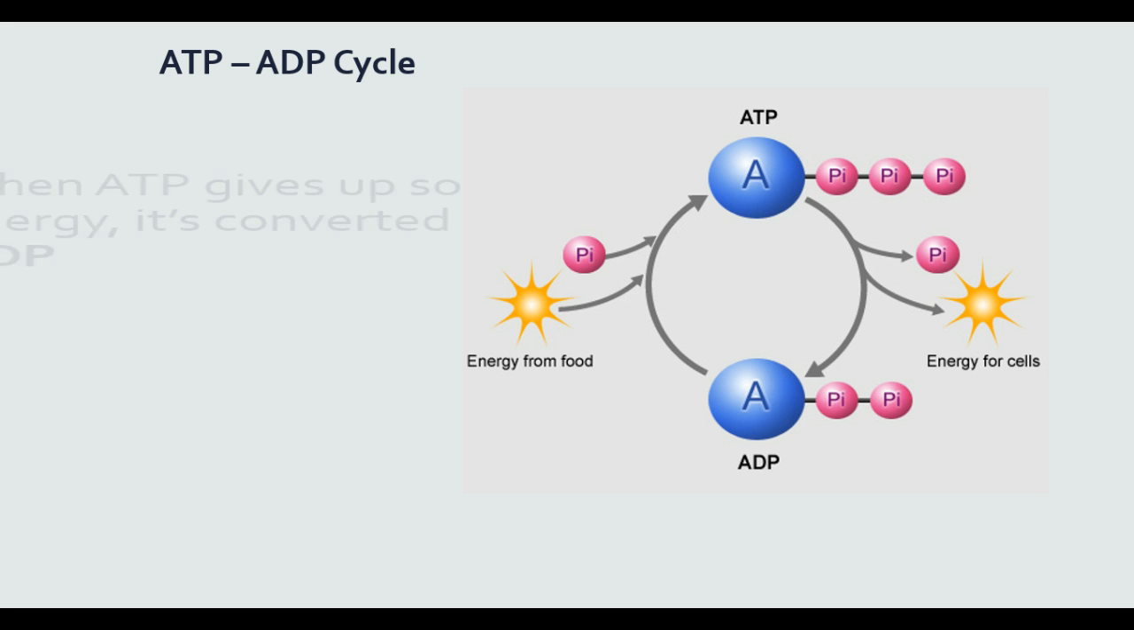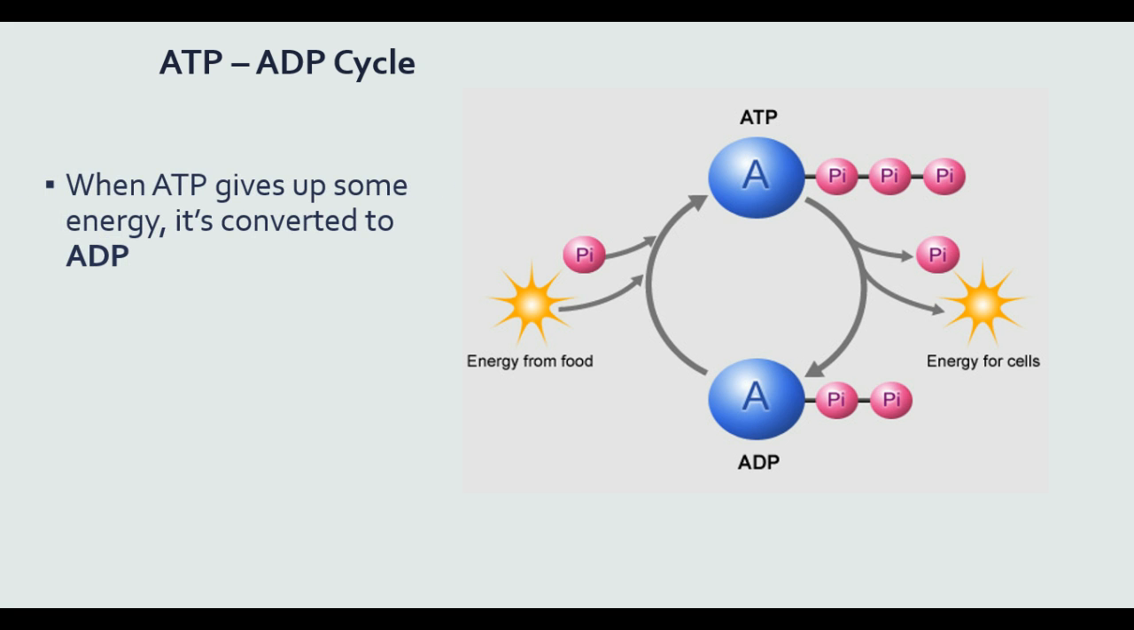So let's take a look at the ATP-ADP cycle. When ATP gives up some energy, a bond is broken, a phosphate is released, and also with that bond being broken, energy is released. That turns into ADP. ADP has the capability of bonding another phosphate on there, and it will do that by taking energy from food and a free-floating phosphate, and it will convert it back into ATP.